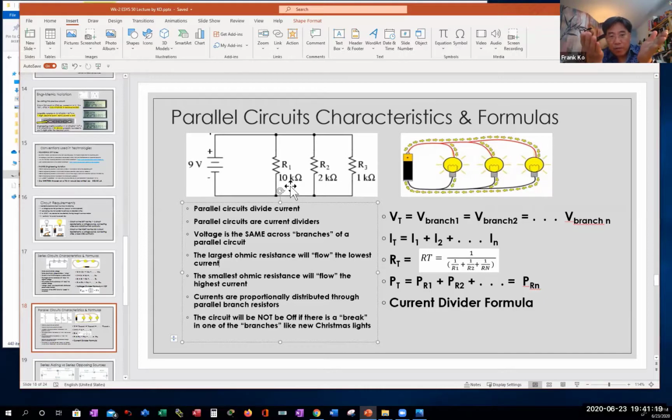Remember, if you can see my face in the slides here, like the pedals of a bicycle, if resistance goes up, current must come down. If resistance goes down, current must come up. They behave opposite of each other, current and resistance. So take a look at my next bullet point.